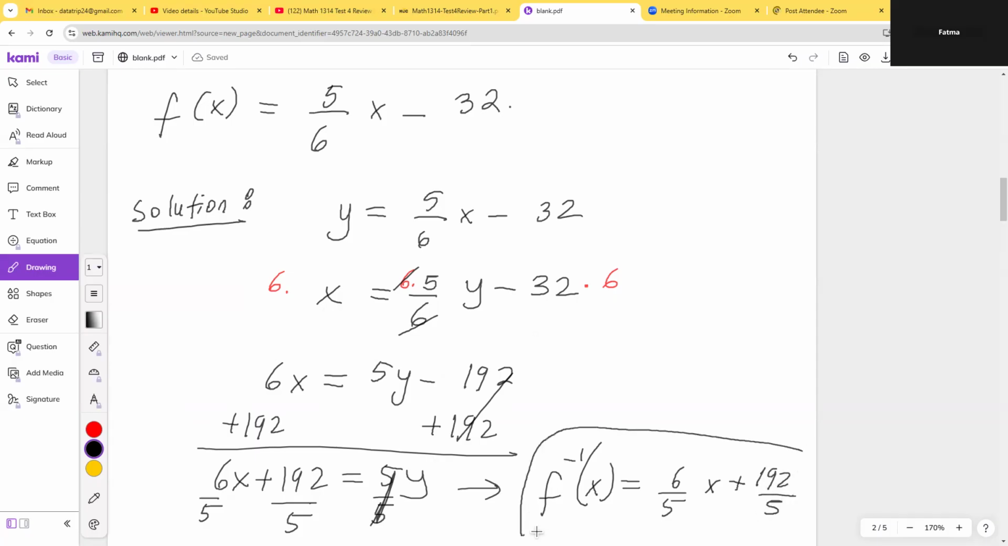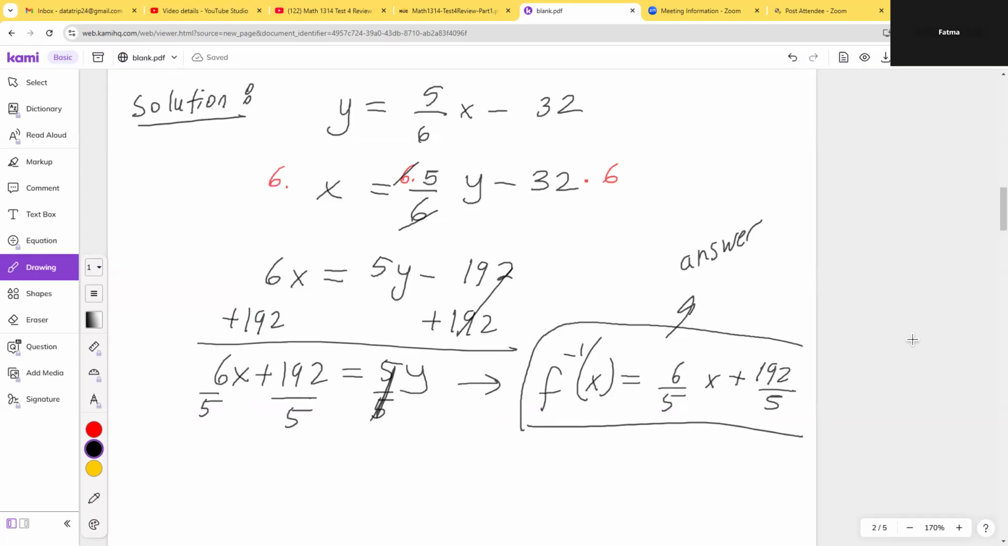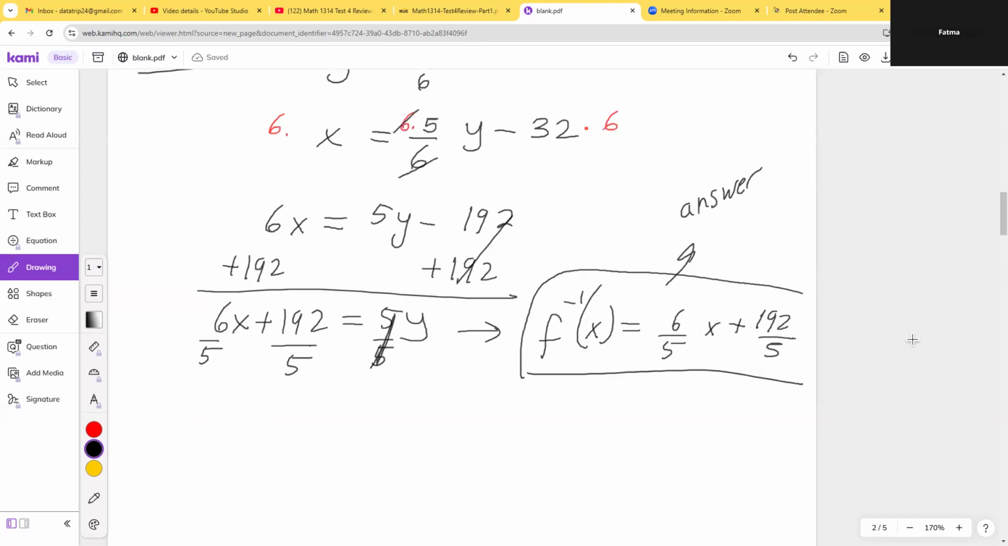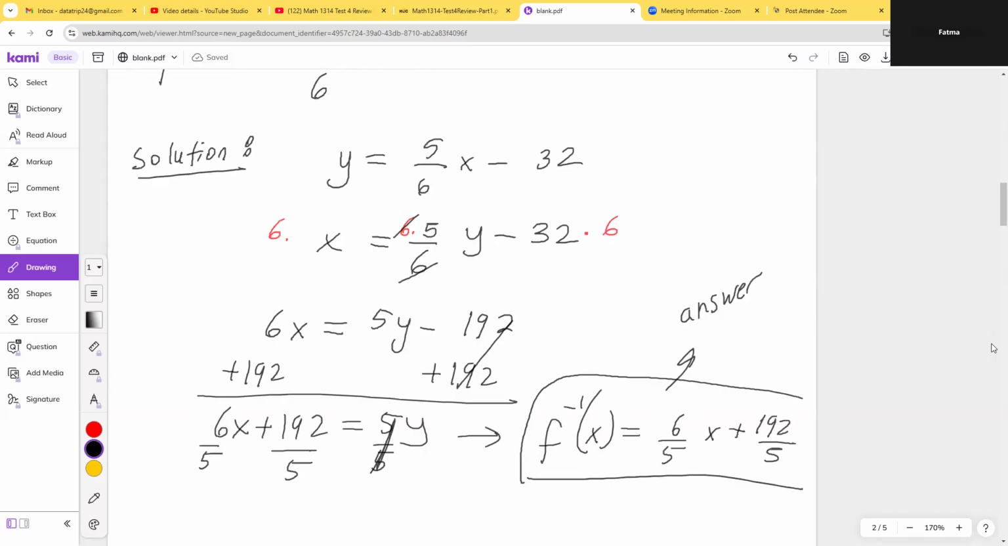This is what I'm going to give them as an answer when they ask me this question on the test. This is the answer for question 12. Anybody has any questions? We have 3 problems left.